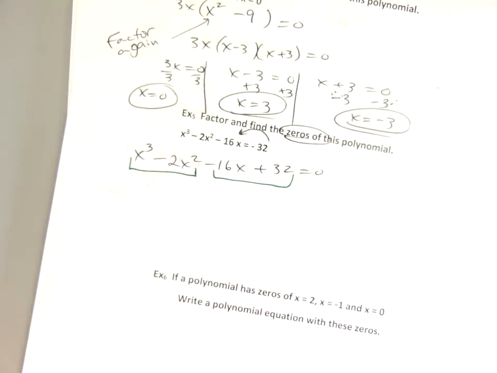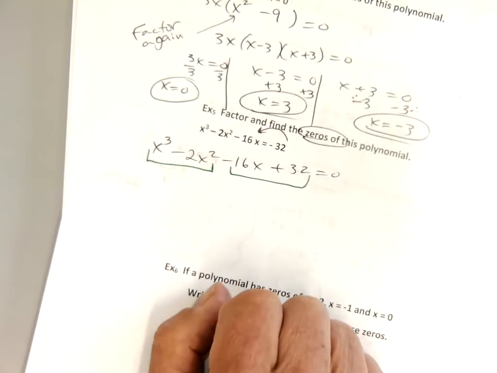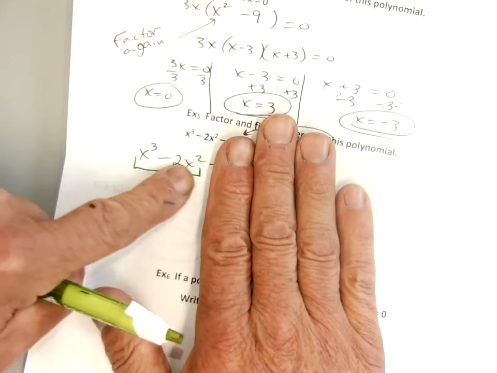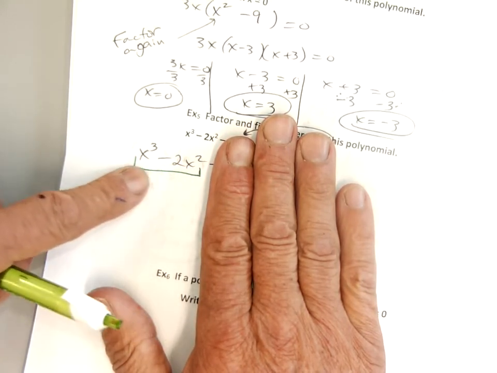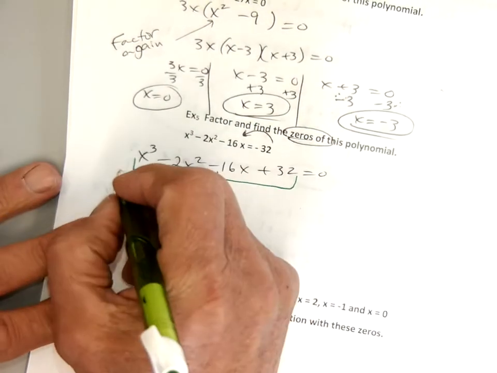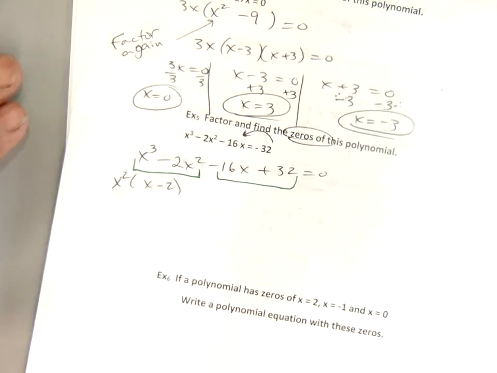So when we group them, I'm going to cover up these two for a second, right? And what do these two, just these two, have in common? X squared, right? Yeah, exactly. They got x squared in common. And I have an x minus 2, okay?